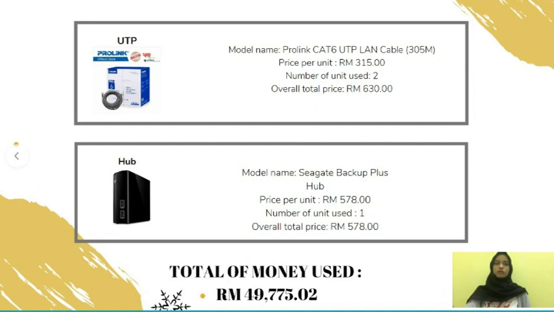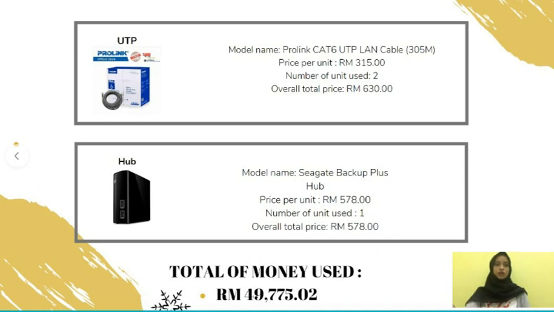So let's move on to cable. We are using UTP cable. The model that we use is ProLink C86 UTP LAN cable, which is 305 meters. The price per unit for this cable is 350 ringgit, and we are using 2 units. So the overall total price for this cable is 630 ringgit.